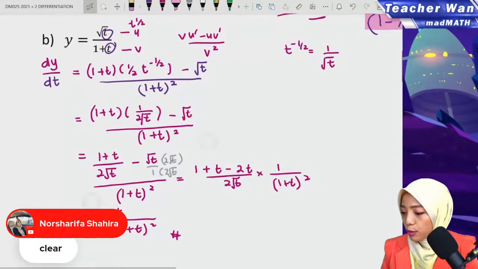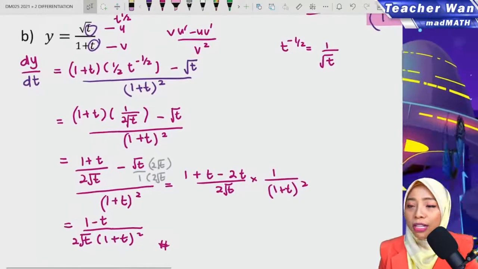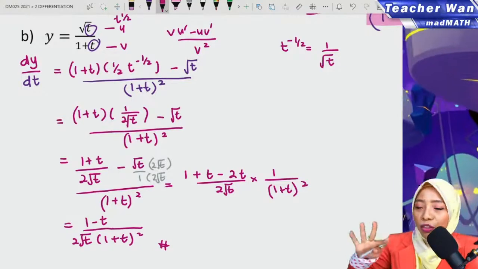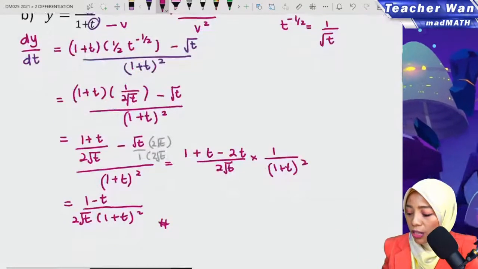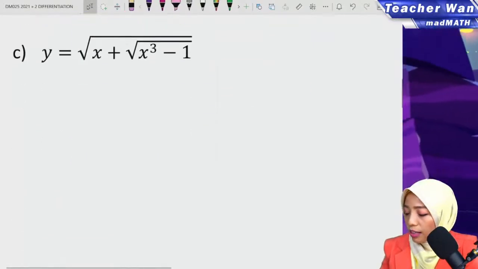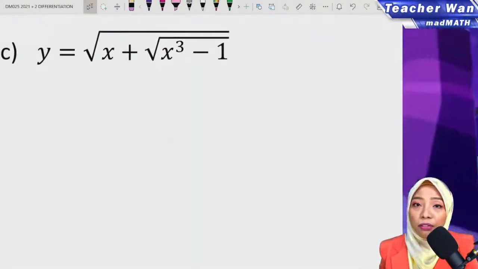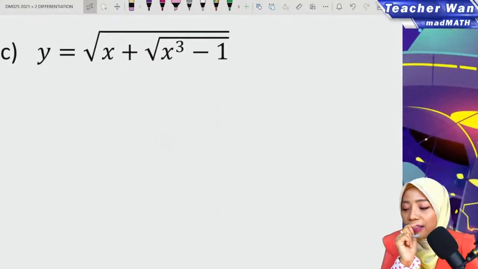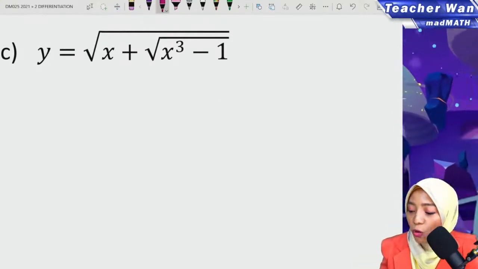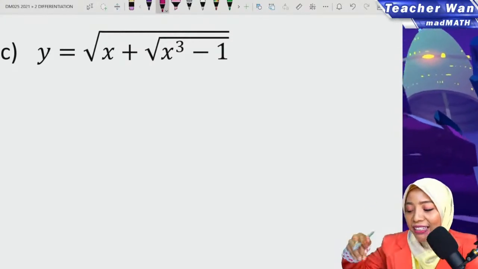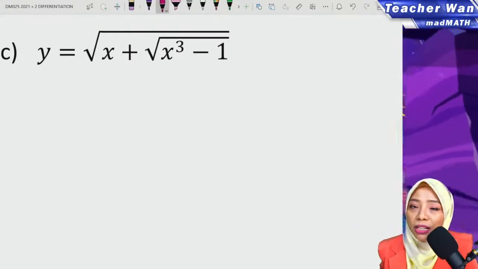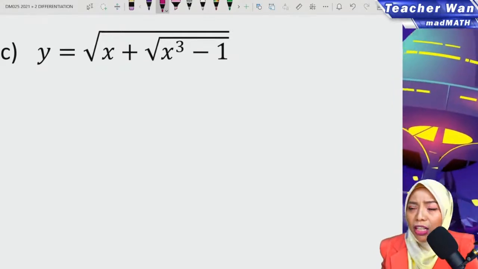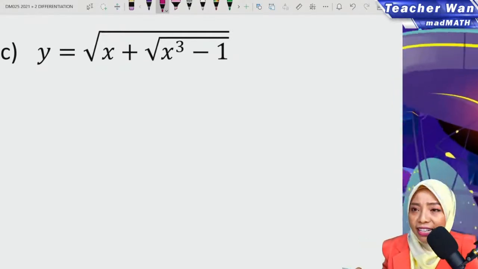So basically the question is not difficult, maybe just because it's involving two fractions, so you have to simplify the denominator. If just now we were dealing with one root, this time we have two roots. The function x cubed minus 1 is nested under another root, x plus a function. If you just leave this question as this, you will have a problem.